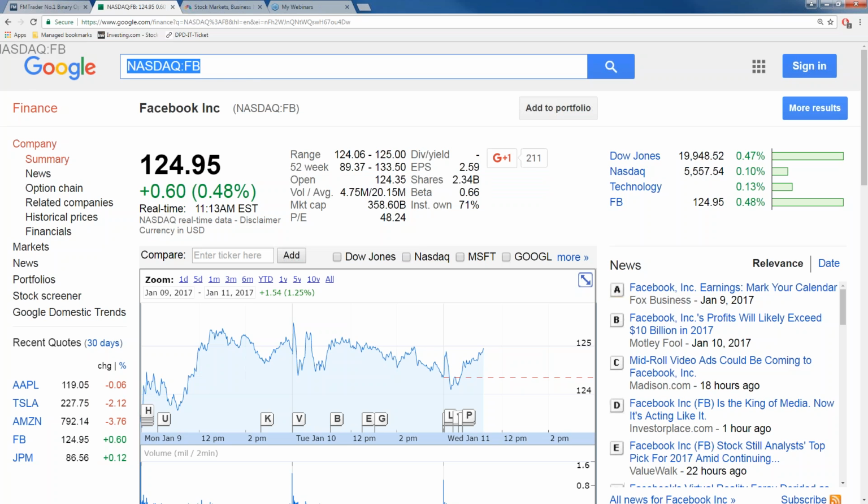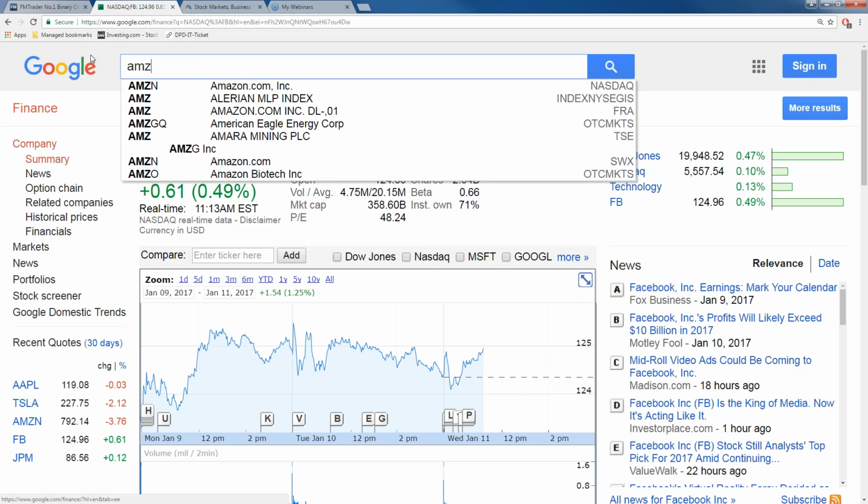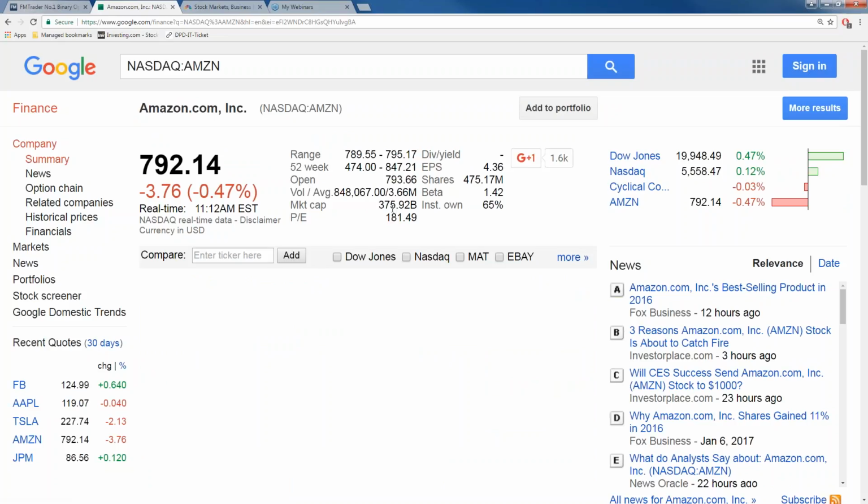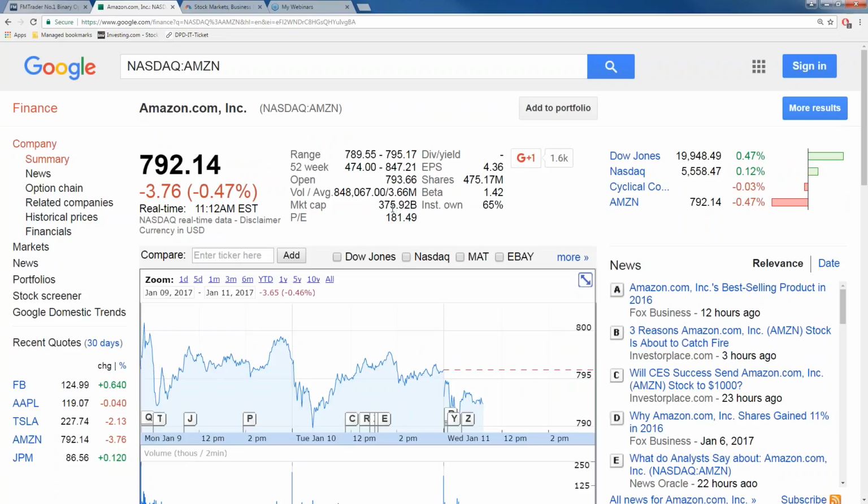This is Facebook. Now, take a look at Amazon. Almost the same market cap, 375 billion. Facebook was around 360 billion. But the PE ratio is 181. Why? Because the share price is very high, all right? They don't have a lot of shares, only 475 million shares. So it means that the volatility is going to be much higher, okay? Great, for more risk lovers.